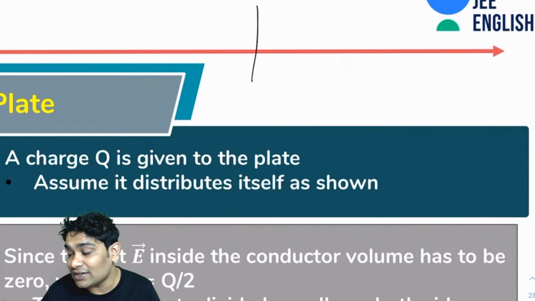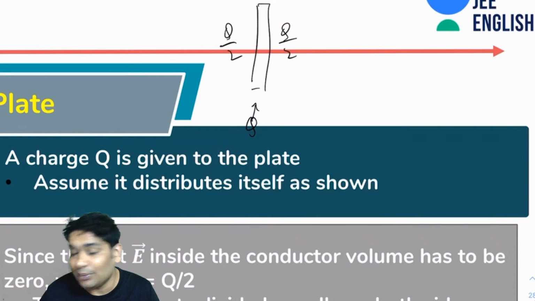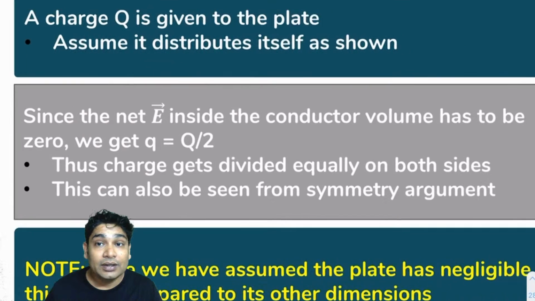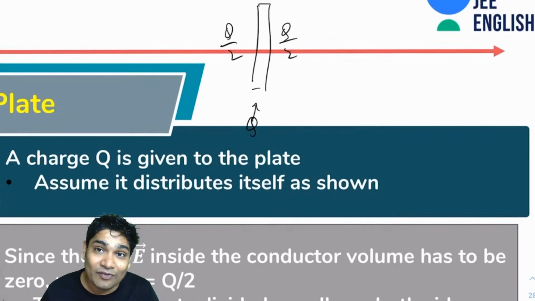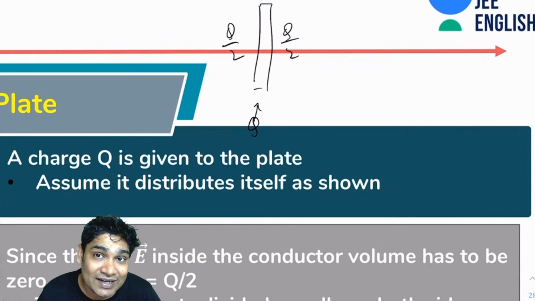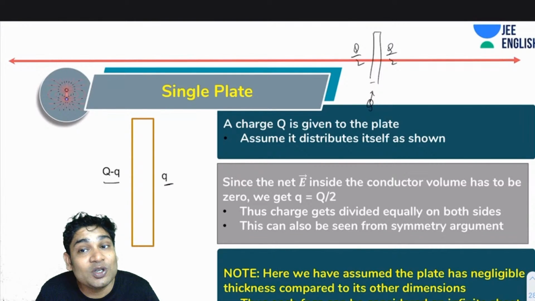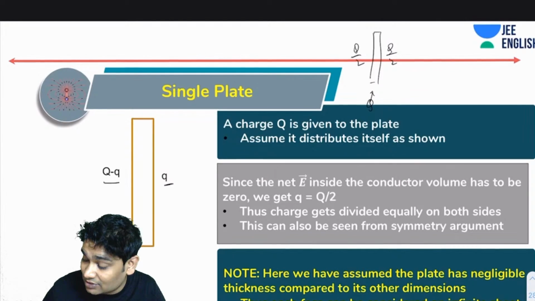So, when you have this and you give this a plus Q charge, Q by 2 would come here, Q by 2 would come here. As simple as that. You could have also said this from symmetry. Obviously, there is no reason why one side should get more charge. These two sides are identical, so both the sides will get plus Q by 2 charge each. Note that we have assumed the plate has negligible thickness compared to other dimensions.